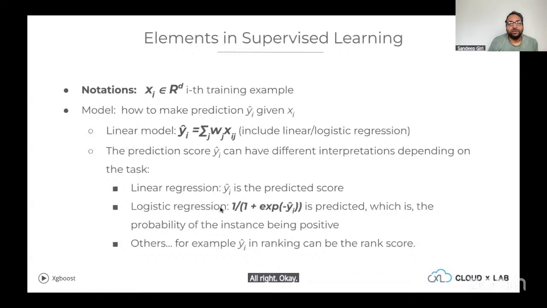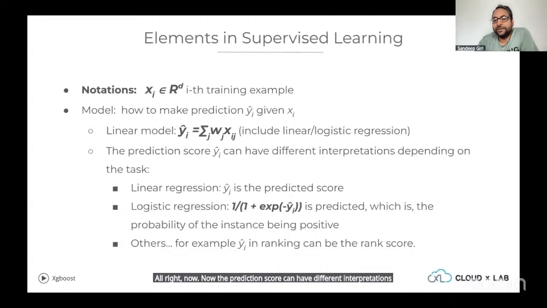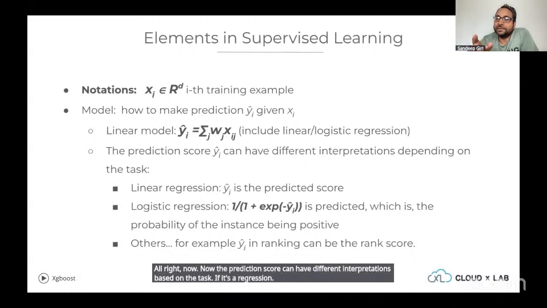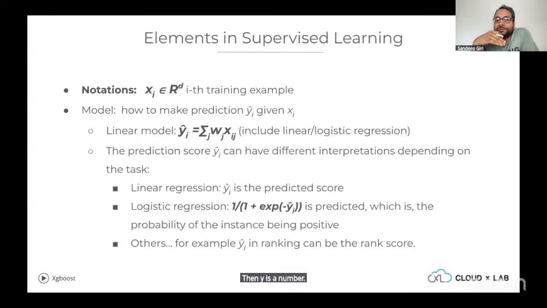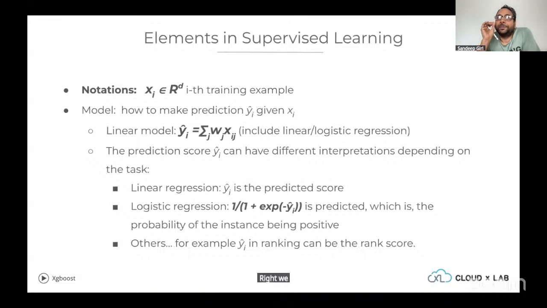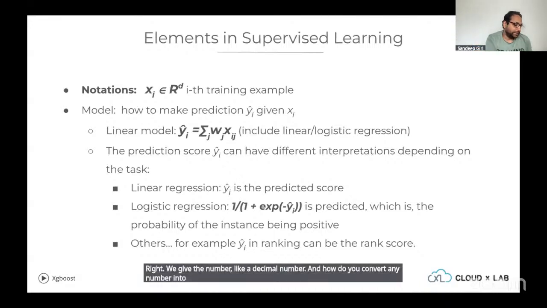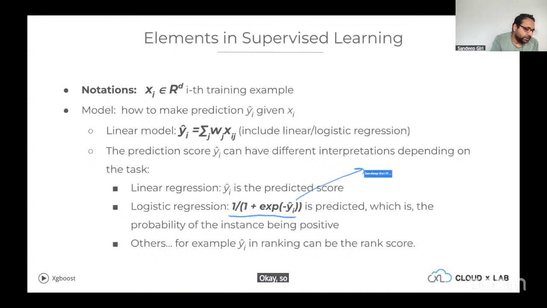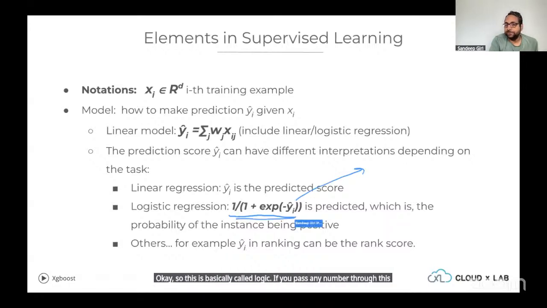Now the prediction score can have different interpretations based on the task. If it's a regression, then y is a number, right? If it's a classification, then you would like to predict the probability of an outcome, so we give a decimal number. And how do you convert any number into a probability? By making it pass through this function. This is basically called logit, right?